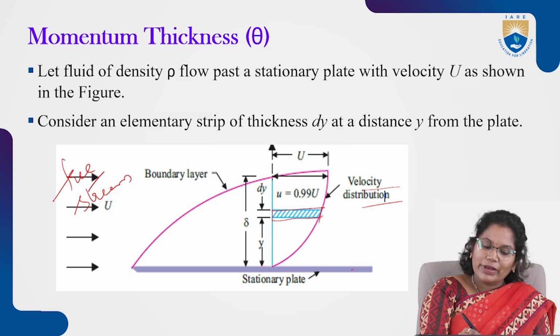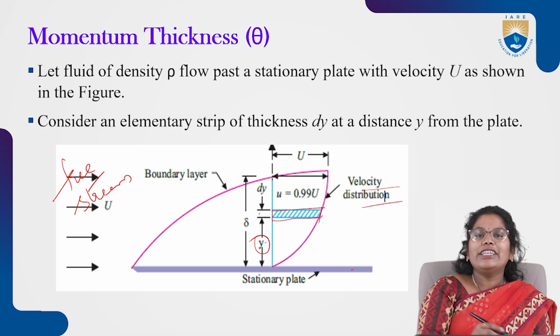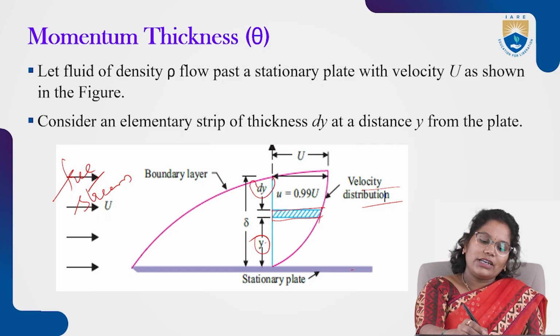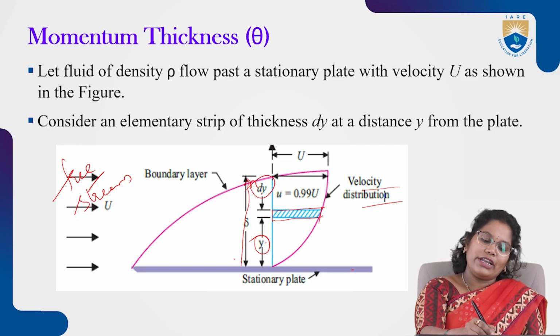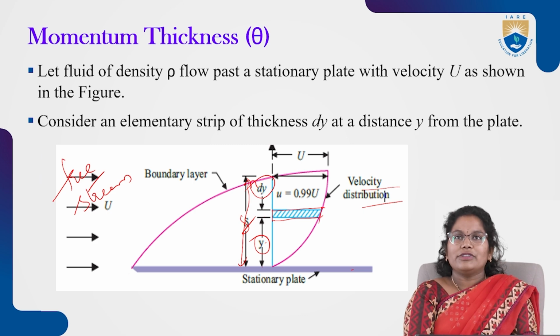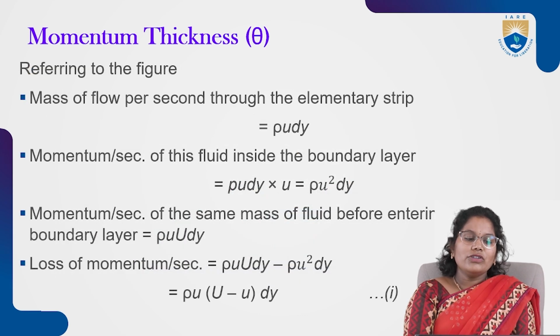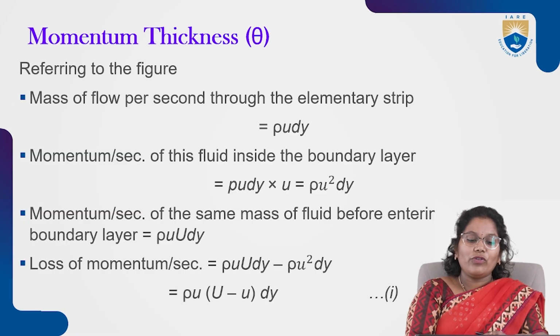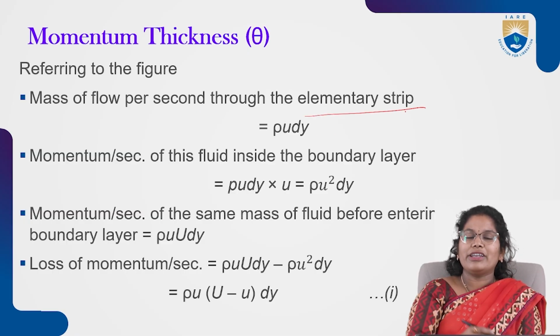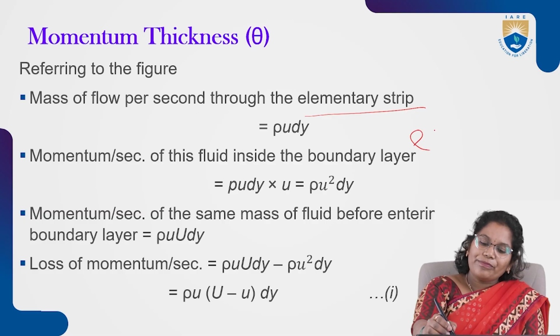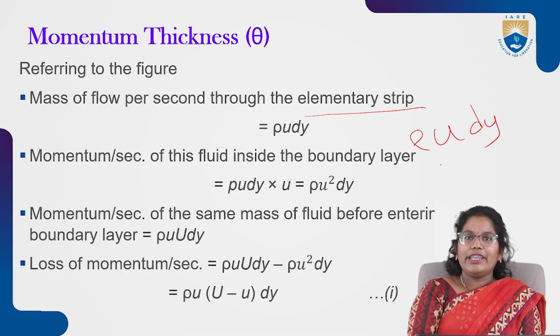The distance from the plate to the elementary strip is a small y, and the thickness of the strip is dy. And this is what your boundary layer is, the boundary layer thickness delta. So from the figure, the mass of the flow per second through the elementary strip is rho u dy.